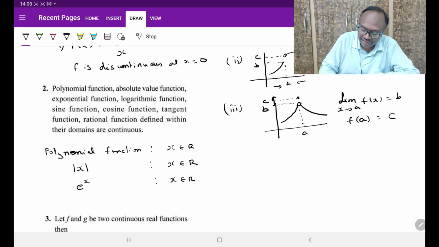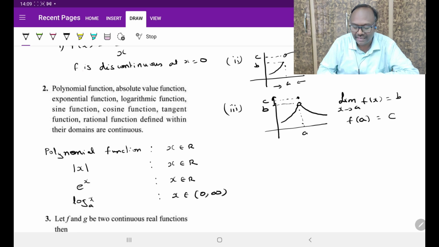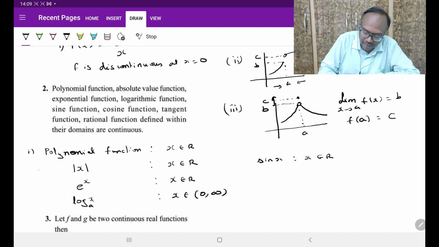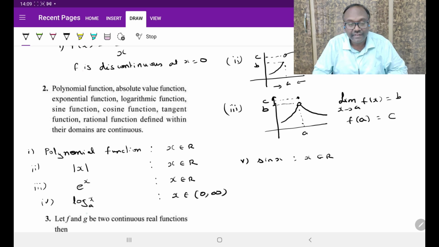Then we have the logarithmic function, log x to base a. Here also we say that x belongs to the open interval 0 to infinity. So the function is continuous in the open interval 0 to infinity. Then coming to the sine function, sin x. So we know that sin x is also continuous for x belongs to R. So let's just try to pen down 1, 2, 3, 4, 5. Sometimes the question may be asked like, where is the function discontinuous for the logarithmic function? So R minus the open interval 0 to infinity will be the answer, or minus infinity to 0.